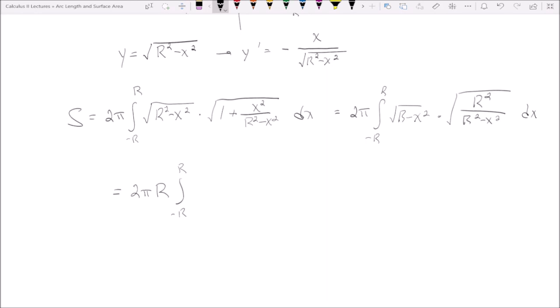Continue to simplify this. We're going to get 2 pi r times the integral from negative r to positive r. And what are we left with? Just simply dx. So we get 2 pi r times the length of this interval, which is twice r. And so we get a surface area of 4 pi r squared. And if you recall from geometry, that is the formula for the surface area of a sphere of radius r.